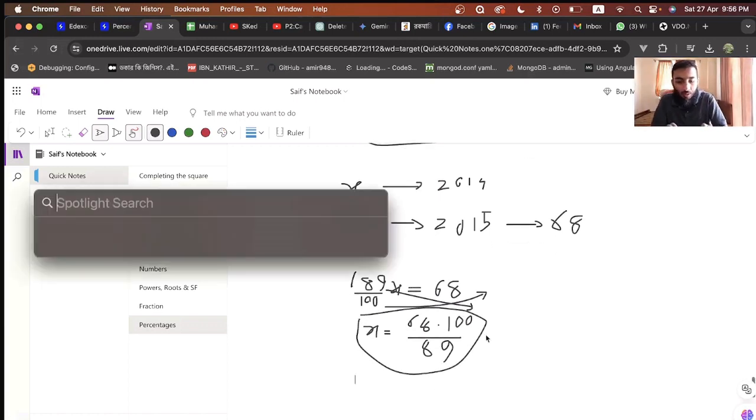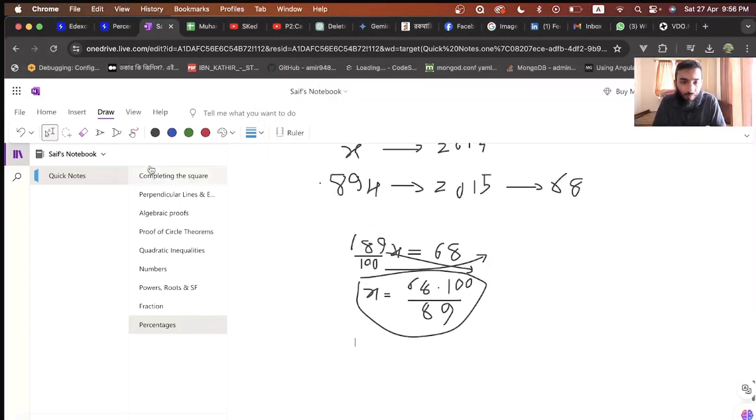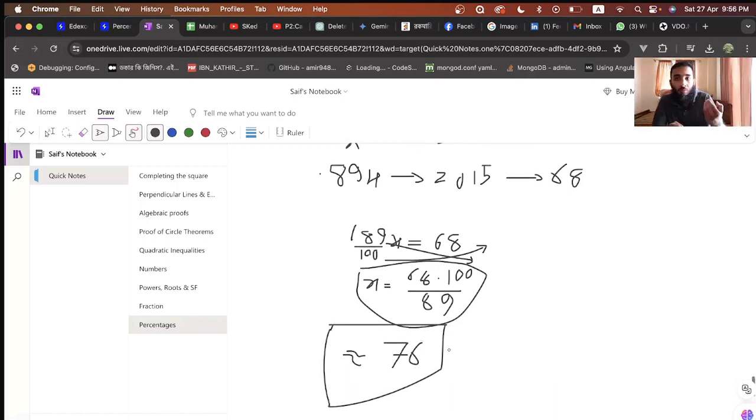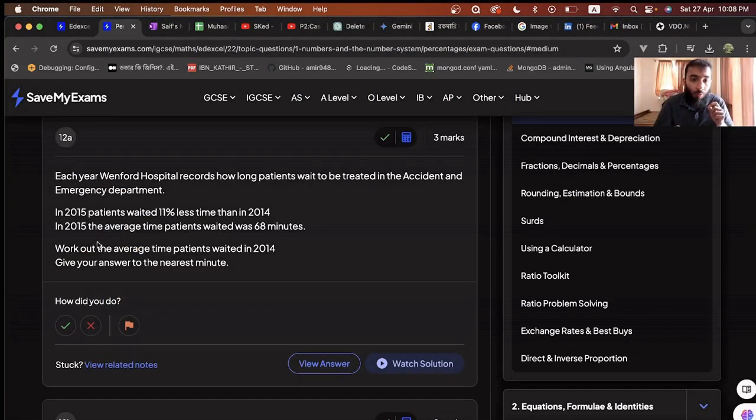If I use the calculator, 68 multiplied by 100 divided by 89, we get around 76, so around 76 minutes. So this is the response to the first question: the average time that they waited in 2014. Now I'll focus on problem number 12b following from 12a.